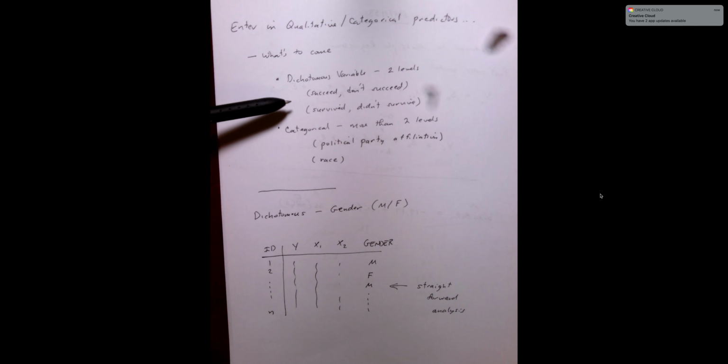So let me set the stage for what's to come. We're going to start looking at introducing qualitative predictors. And the first thing I want to do, this is what I'm going to do in this video once I transition over to R, is look at how we handle a dichotomous variable. Now, dichotomous just means it's categorical with 2 levels. Succeed, don't succeed, survived, didn't survive. Again, something with 2 levels. Categorical, I define as something with more than 2 levels. So, political party affiliation. Race is something that would probably have 3 or more, again, depending on the way that it was set up.